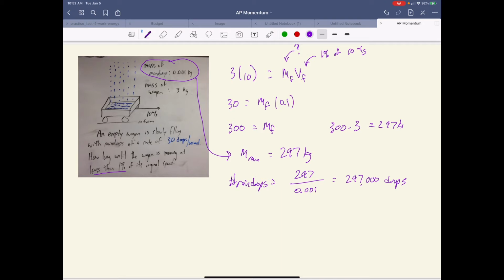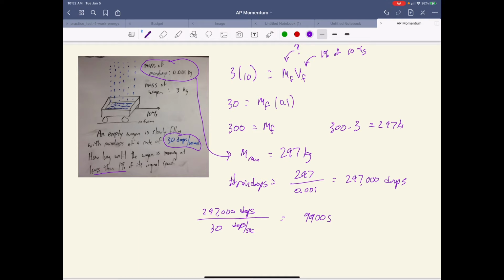Okay, so now we take a look at the rate. It's falling at 30 drops per second. So how many seconds is it going to take to get these 297,000 drops? It's 30 drops per second. So what is 297,000 divided by 30? 9,900.